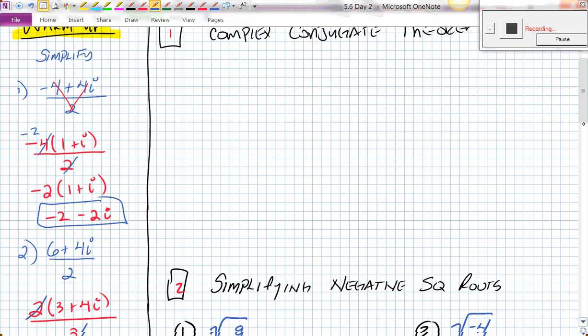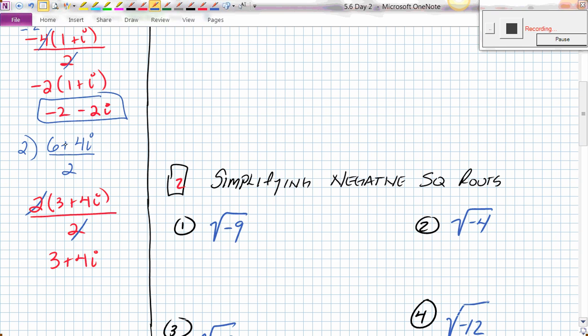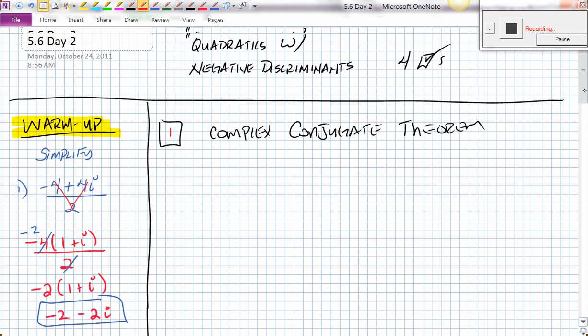And then for this one, 6 plus 4i divided by 2, well, I could do the v-check again. 6 can divide 2, 4 can divide 2, so I know I can keep going. So that means I factored out a 2 from the top, and that left me with 3 plus 4i, all divided by 2. My 2's cancel out, leave me with an answer of 3 plus 4i. So that's how you simplify those fractions. We're going to do that in the lesson today.